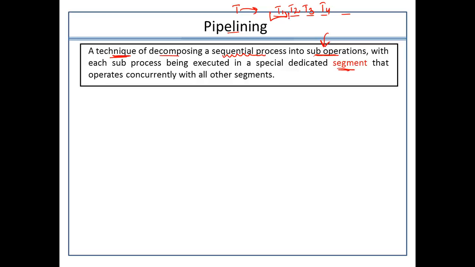Once we decompose one task into different sub operations, we name them segments like S1, S2, S3, and S4 that operate concurrently with all the other segments. All these segments will work together. Once segment 1 is completed with its designated task, segment 2 will start operating, then segment 3, and 4. This is for the first process, which happens in a sequential manner.